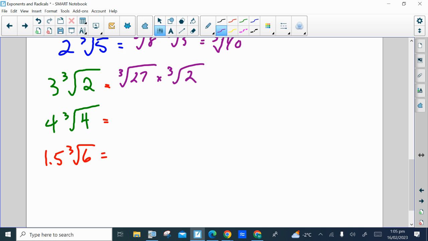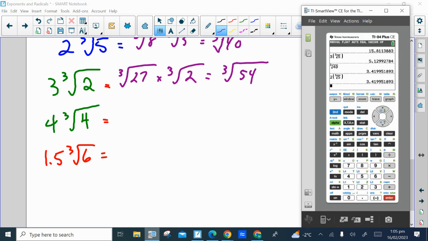You're going to multiply the 27 and 2 together and get 54, so this is the cube root of 54. We've expressed it as an entire radical, which again, we can check. 3 times the cube root of 2 is that decimal. That should be equivalent to the cube root of 54, and it is.